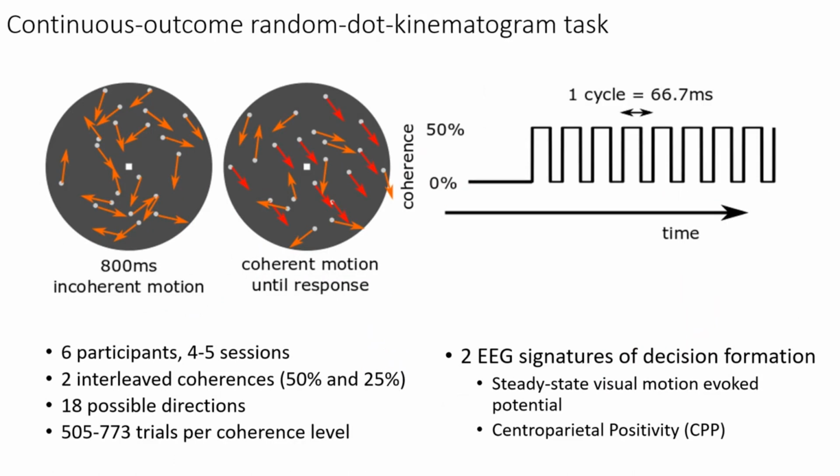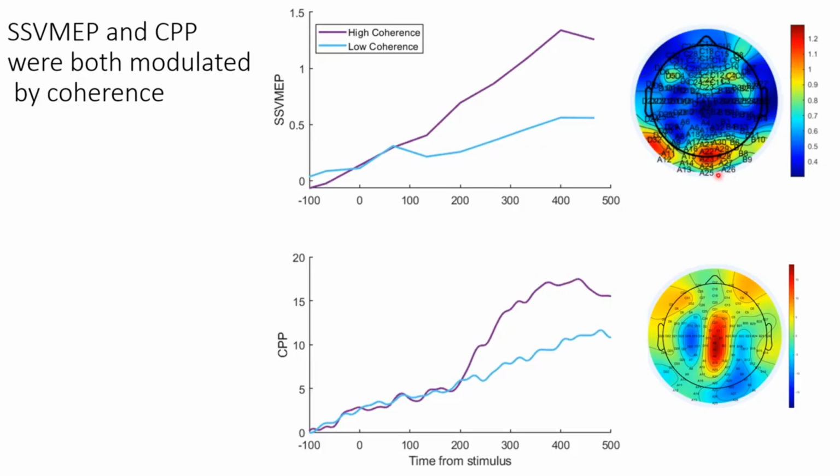We ran a continuous outcome version of the random-dot-motion task where people used a joystick to report their estimated direction of coherent motion of the dots from the full 360 degrees. We recorded 2 EEG signatures of decision formation. We generated a sensory level signal by oscillating the coherence on and off 15 times per second, and then isolating the 15 Hz signal in the EEG representing the coherent motion. We also recorded the centroparietal positivity, or CPP, thought to reflect the evidence accumulation process. We located the sensory level SSVMEP signal here in visual areas, and the CPP in centroparietal areas.